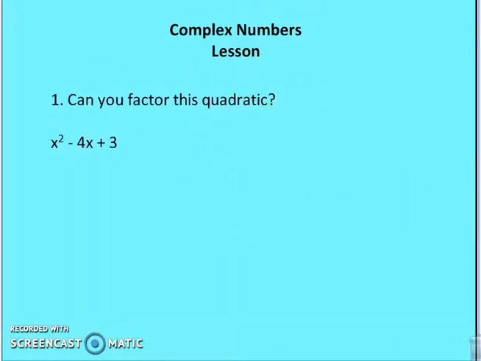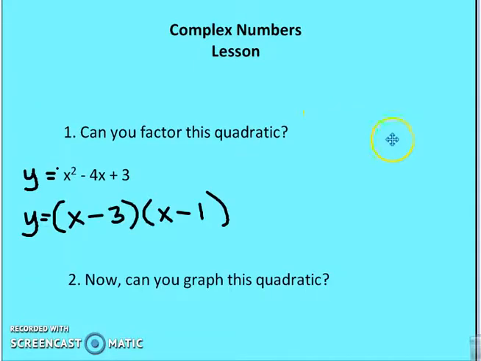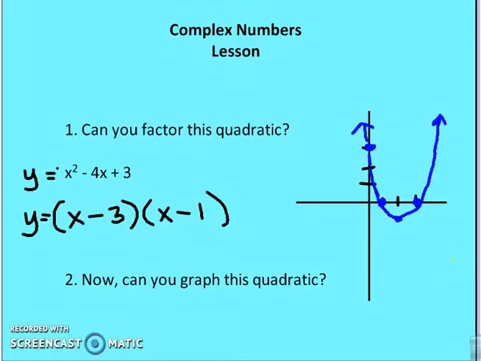All right, so I want you to take a moment to factor this quadratic. I'm going to pause here. All right, you should end up with y is equal to x minus 3 times x minus 1. Now, can you just quickly sketch a rough graph of the quadratic function? All right, you should end up with a parabola that faces up, and it has 2 points where it crosses the x-axis, at 3, 0 and 1, 0.